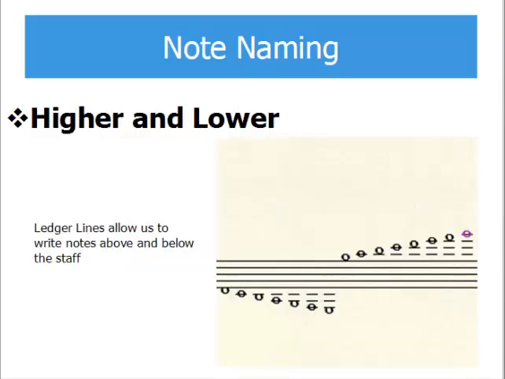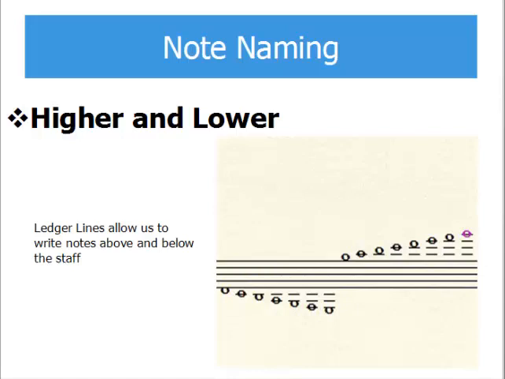Now, before we go any further, let me just explain. If we go above the staff, we use these ledger lines. If we go below the staff, we use ledger lines as well. As you see, the highest note here has 1, 2, 3, 4 ledger lines.